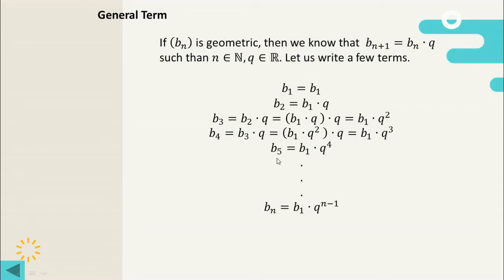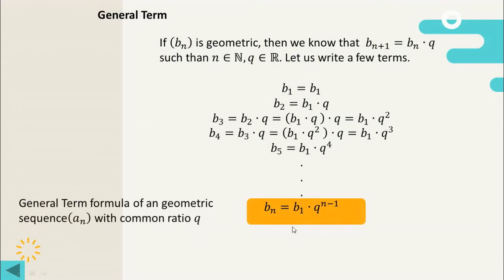How about B5? Because we know these rules, B5 equals B1 times k to the power 4. How about B6? B6 has k to the power 5. So from here, we get the general term of the geometric sequence: Bn equals B1 times k to the power n minus 1. Remember, n is always an element of the natural numbers.